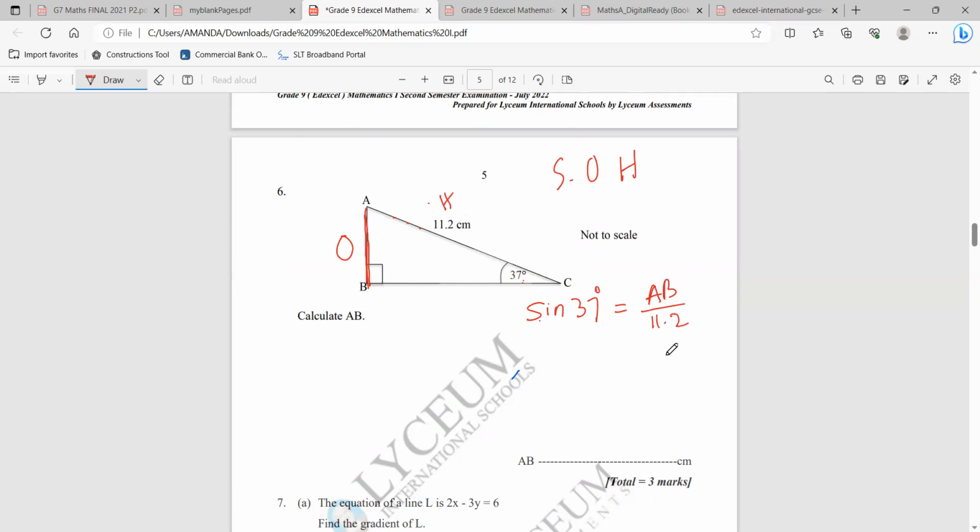So now I need to find what sine 37 is. Let me find that out. Sine 37, I'm working on my calculator. Let me see. Yeah, I got it. Sine 37 is 0.6018.